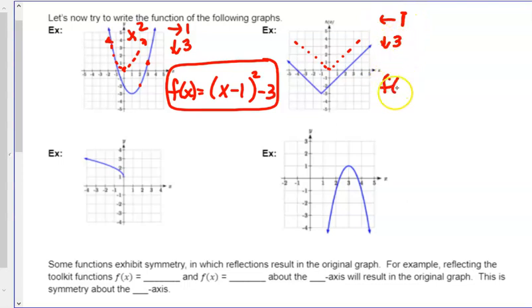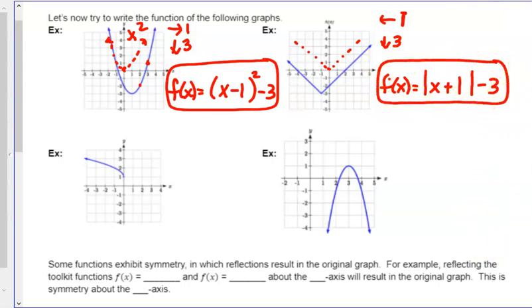So this time on my function, I have to have the absolute value bars to symbolize the absolute value. But when I go left by 1, remember, inside there, it's opposite of what we're seeing. And then minus 3 for my downward shift of 3. Therefore, that would be my function that I have.